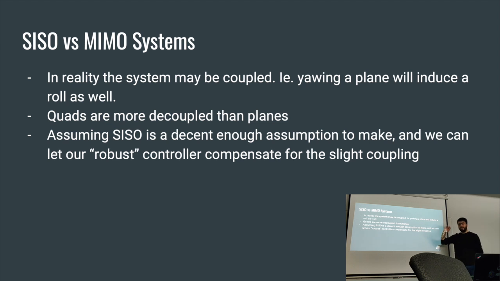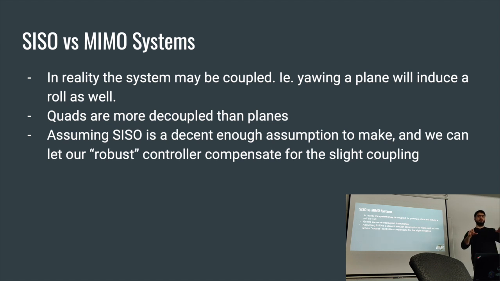So in reality though, why I mentioned this in the first place is because the systems that we work on may actually be coupled. So for example, if you yaw a plane, you will physically induce a roll in the plane as well, right? So one output is actually coupled to another.